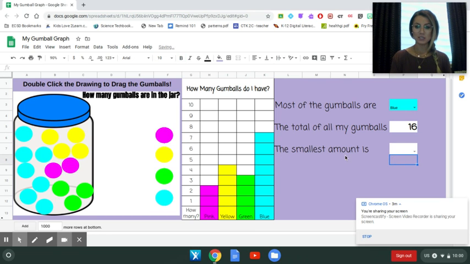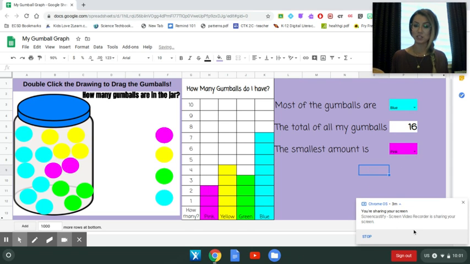The last question says the smallest amount is. So which of the 4 colors had the smallest number of gumballs? Well, if I take a look at my bar graph, the smallest number here is pink. Pink had the smallest amount in the jar. So I will enter that information here.